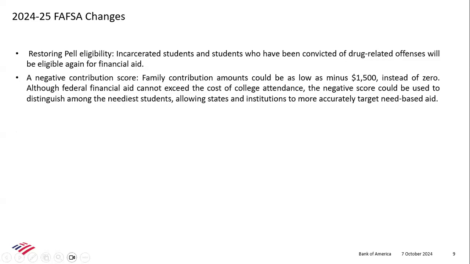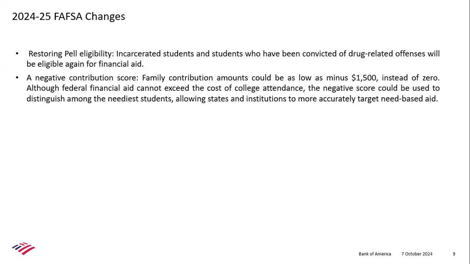Another change is a restored Pell eligibility. So they fixed this from what was removed. It had been in here in the past. They removed it. They're putting it back. This is just saying that incarcerated students and students who have been convicted of drug-related offenses will be eligible again for financial aid.